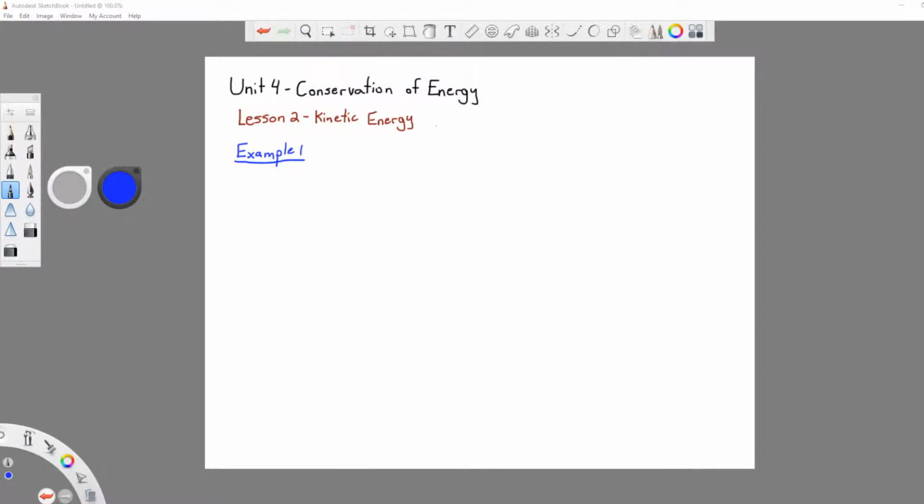Okay, and welcome to Unit 4 on conservation of energy. This is the beginning of lesson number 2 on kinetic energy. Now, kinetic energy is going to be a pretty straightforward topic for everyone, I hope.